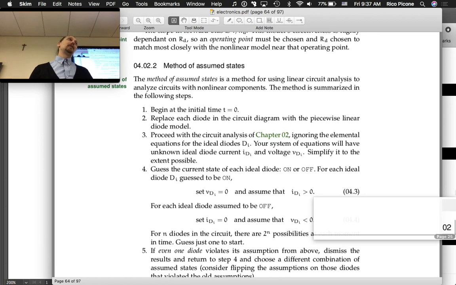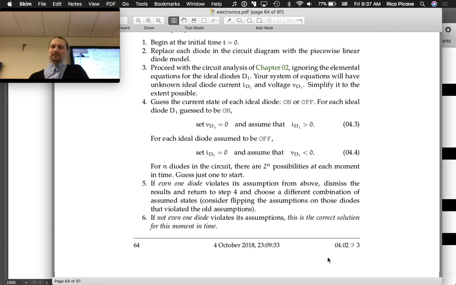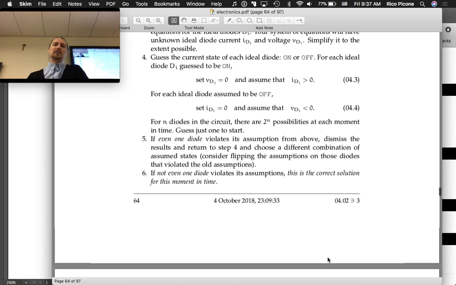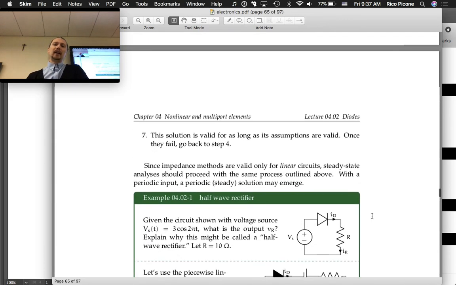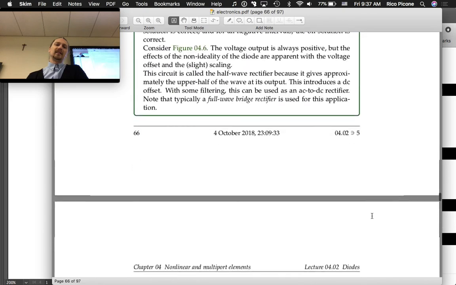So if you've got 3 diodes in your circuit and one of them was violating the assumption, try flipping that one. That's a good guess, and try again. So this method is pretty effective, and we use that in all its glory.